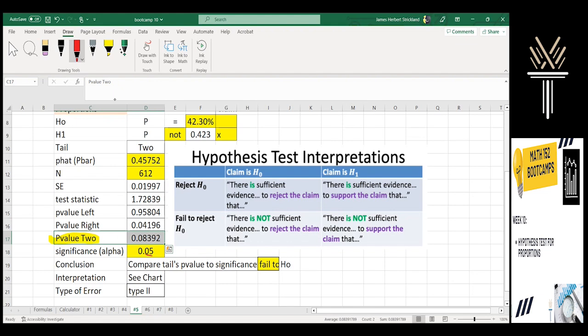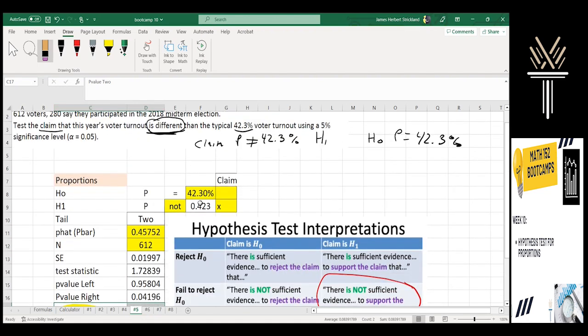So putting it together, our alternative statement was our claim. We failed to reject the null hypothesis. And so this is what we say. There is not sufficient evidence at the 0.05 significance level to support the claim that it is different from 42.3%. There's not enough evidence to say that's wrong. So it's possible that it's correct.